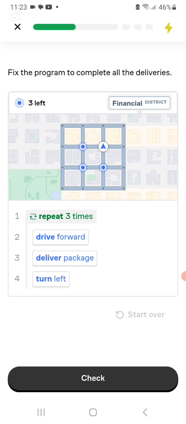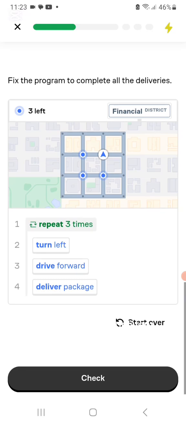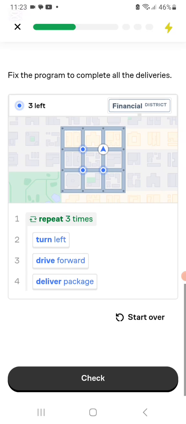Again. First, the truck had to turn left, drive forward, deliver package, turn left, drive forward, deliver package, turn right, left, drive forward, deliver package. We made it. Whoa.